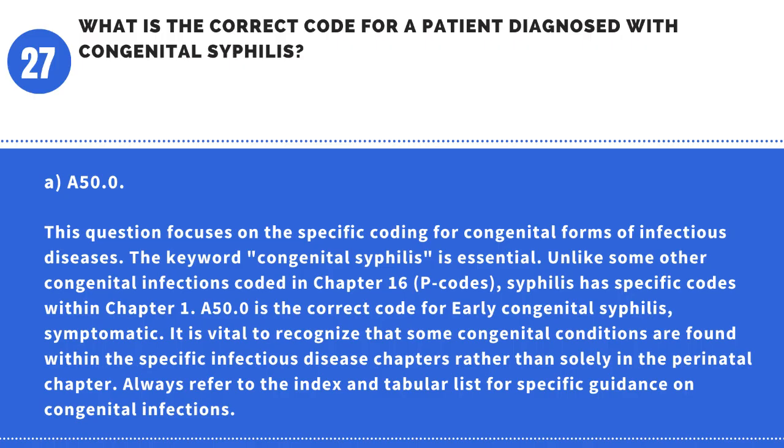The keyword congenital syphilis is essential. Unlike some other congenital infections coded in Chapter 16, P codes, syphilis has specific codes within Chapter 1. A50 is the correct code for early congenital syphilis, symptomatic. It is vital to recognize that some congenital conditions are found within the specific infectious disease chapters rather than solely in the perinatal chapter. Always refer to the index and tabular list for specific guidance on congenital infections.